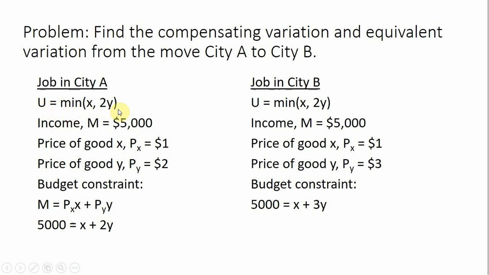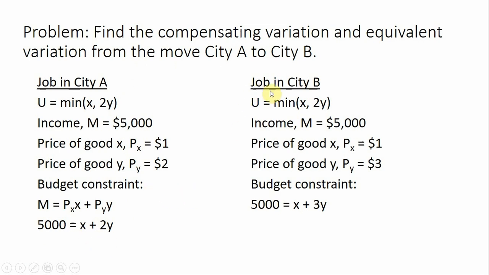This is a perfect complements utility function. The person's income is $5,000. The price of good X is $1, the price of good Y is $2, forming the budget constraint, where income equals the price of good X times units of good X plus the price of good Y times units of good Y. Making our substitutions, we get the budget constraint in city A.